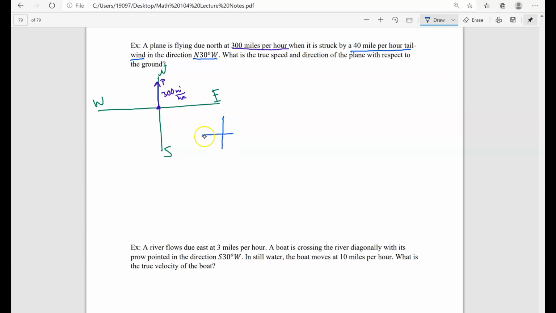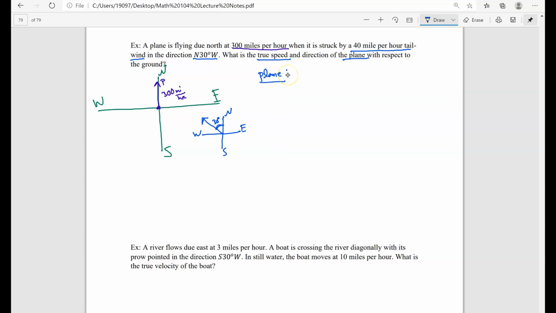Let me just try to draw the wind. Maybe I'm going to draw a different system: north, south, west, east, and this one's going this way with a 30-degree bearing. Remember, the bearing is measured from the north-south line. Now what we want to do is figure out the true speed and the direction of the plane. The first thing we have to think about is how can we describe these two as vectors? So we're going to look at the plane first.